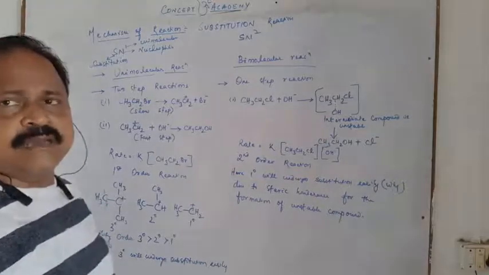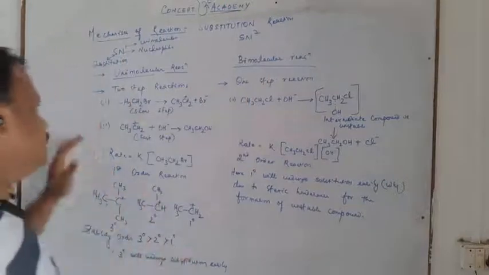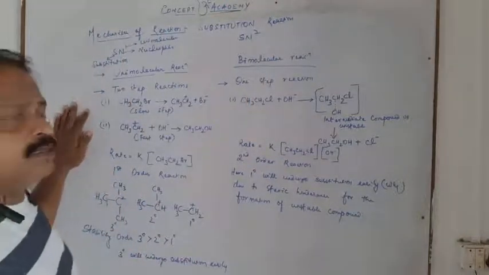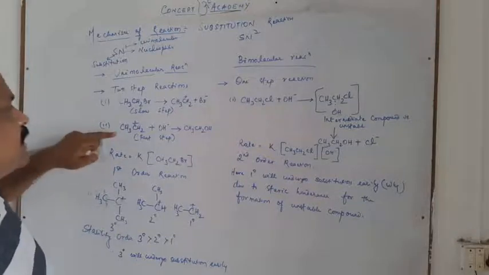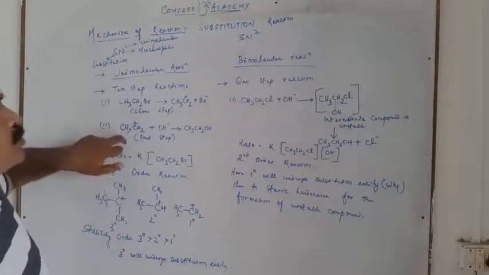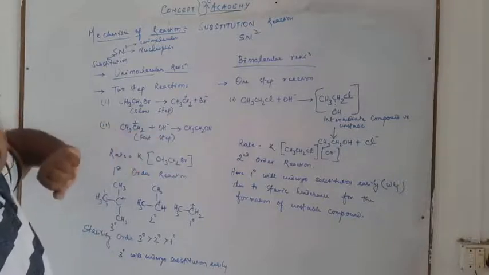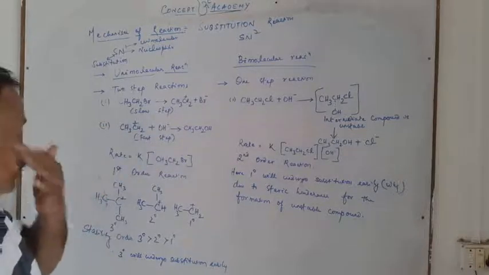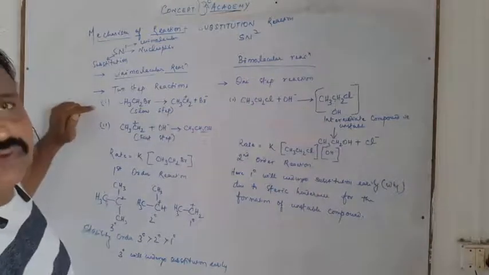Then what happens? We'll see that this is the slow process, and the second step is the attack of the nucleophile. So CH3CH2+, the carbocation, plus OH- gives ethyl alcohol. This is actually a very fast step, and the first one is the slow step.